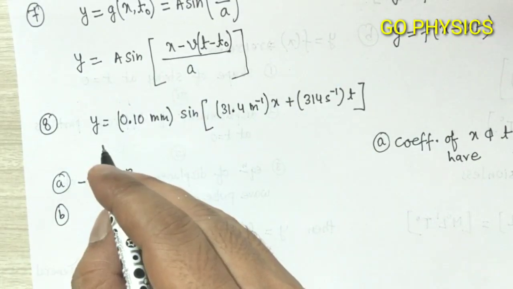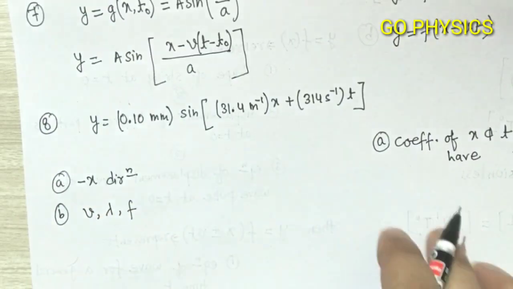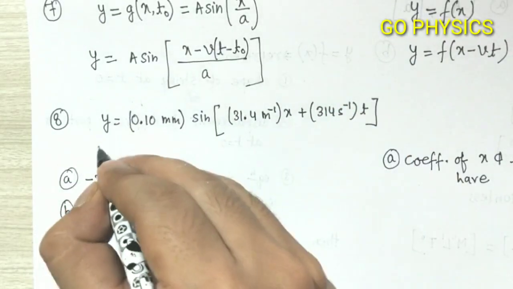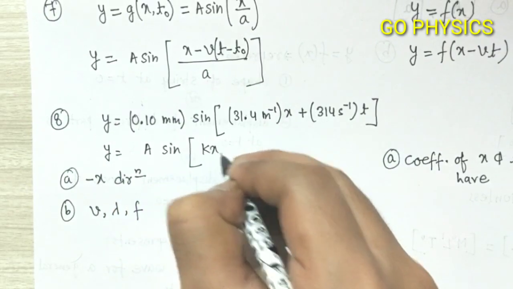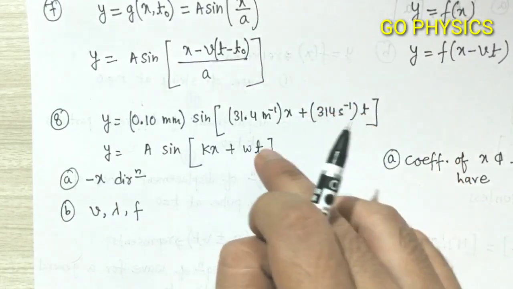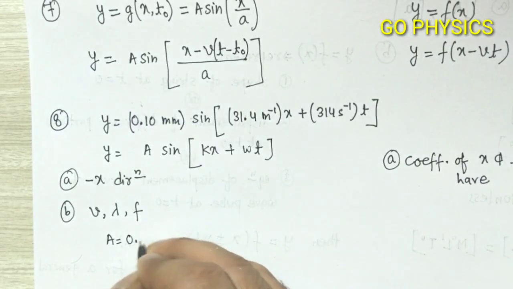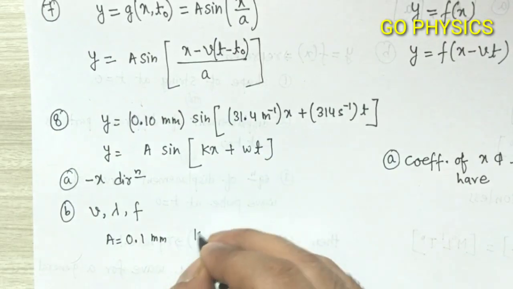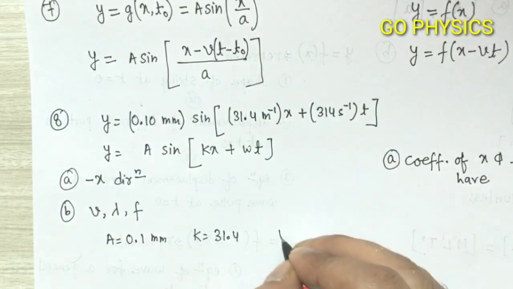Now in the B part, they are asking to find the wave speed, wavelength, and frequency of the wave. If we compare the given equation with the standard wave equation, y = a sin(kx + omega t), then the amplitude a of the given wave is 0.1 millimeter, k equals 31.4, which is called the wave number, and omega is 314.